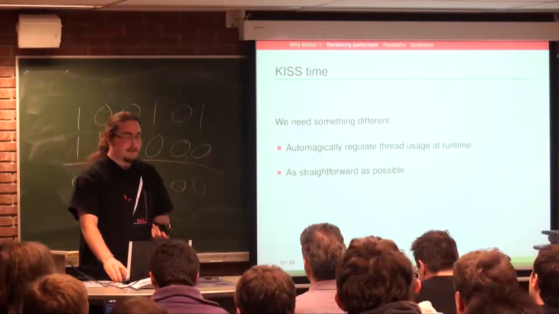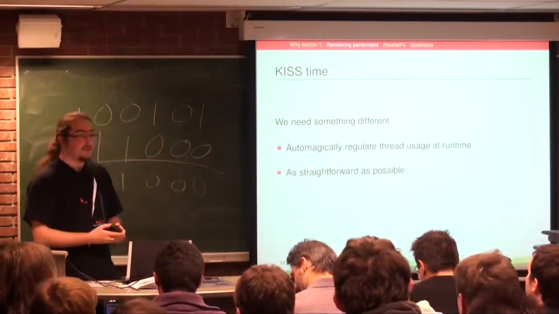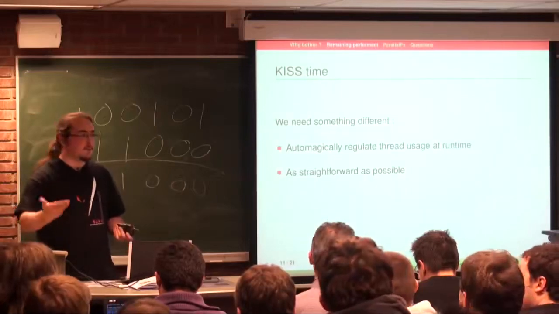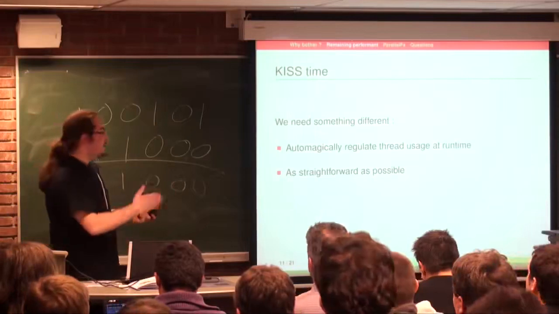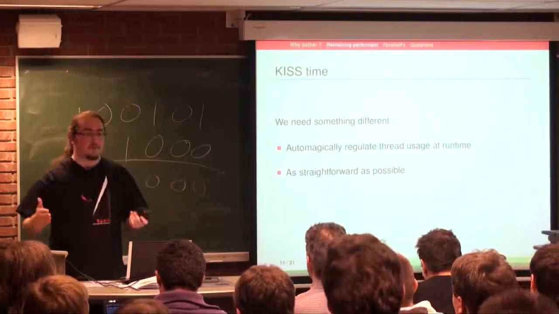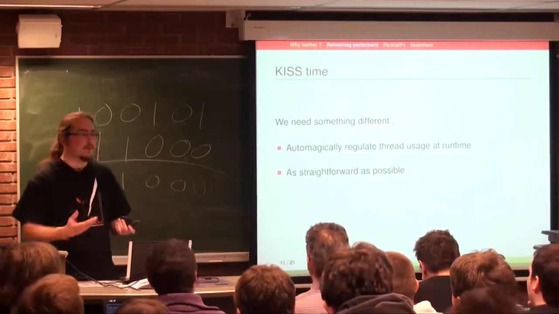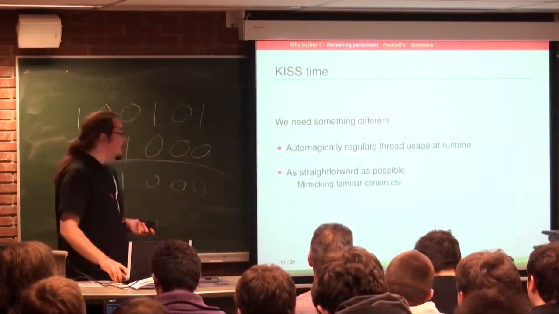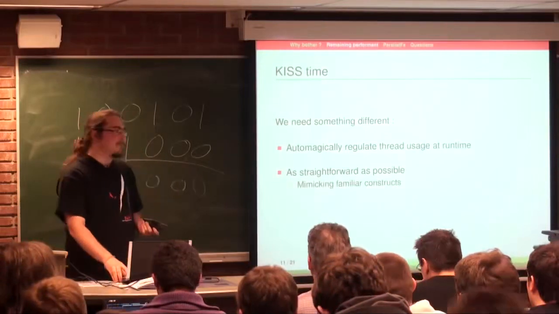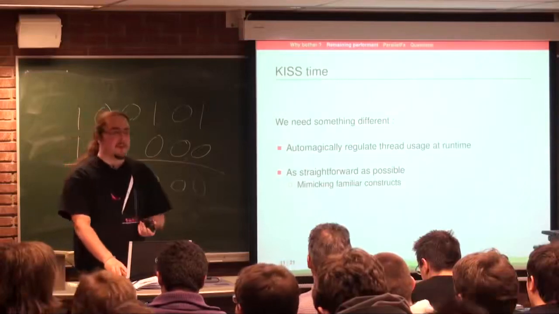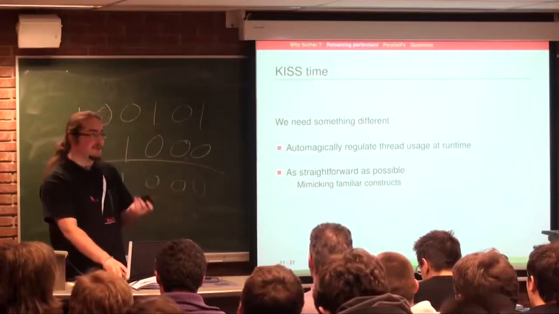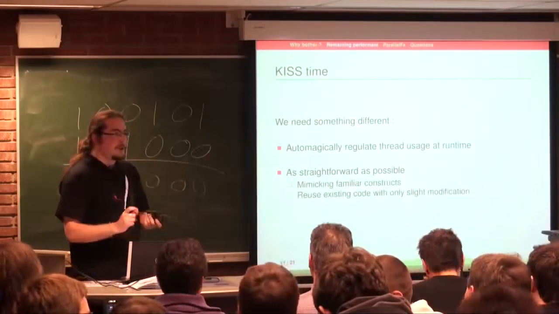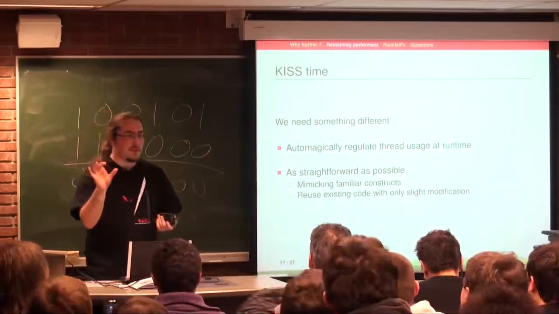The second point is that it should be as straightforward as possible, because as I said, most people are used to the way they code. The way we are taught to program is really sequential. So the shift from sequential programming to parallel programming should be as painless as possible if we want people to adopt this kind of programming. So it should mimic familiar constructs. For example, in ParallelFx we have parallel loops, which act like any for loop you have been using for ages. Or it should reuse existing code with only slight modification, like just an added method call, for example.